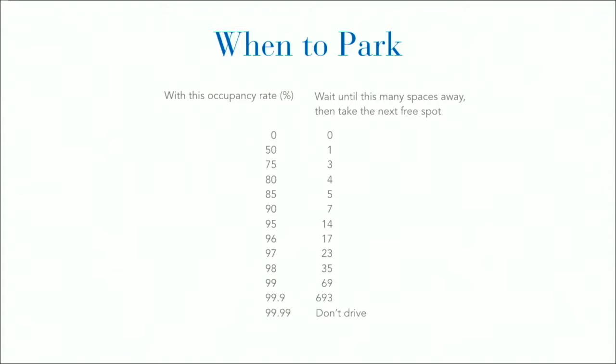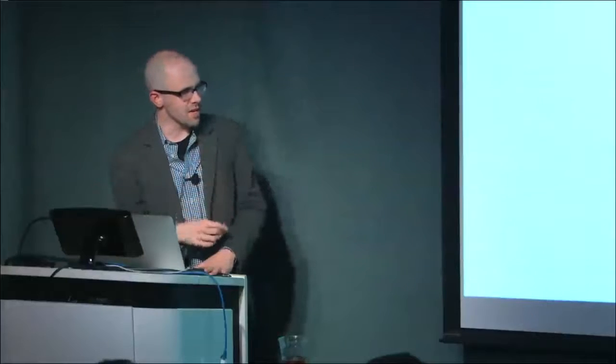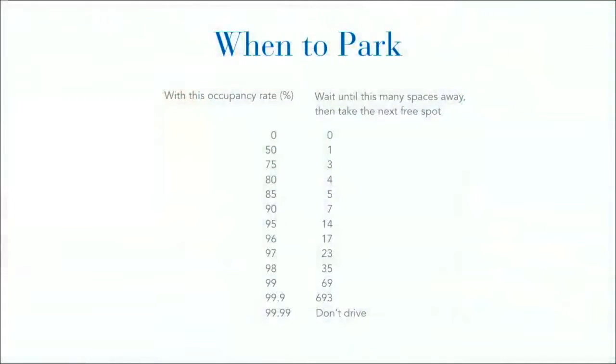So for example, if the spaces in this neighborhood are 90% full, then you should not take a parking space until you are just 7 spots away from your destination. If it is 99% occupied, which is maybe a little bit closer to accurate, then you should be willing to park starting 69 spaces away from your destination, which is something like a quarter of a mile. Beyond that, as you can see, it spirals out of control rapidly, and we actually recommend that you just don't bring your car at all.